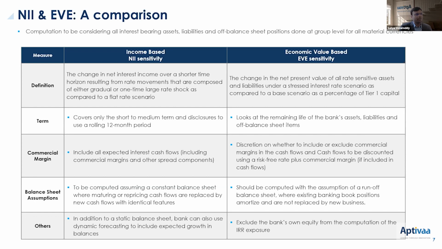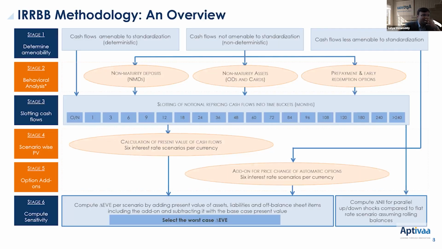And then from a balance sheet assumption perspective, for NII it is a constant balance sheet assumption. However, for LSIs, CBUAE has also asked to consider a dynamic balance sheet where growth assumptions also come into the picture. And EV is simply a runoff balance sheet either way. And in terms of capital treatment, the EV sensitivity should exclude all own capital from the computation. So that means the shareholder equity as well as any additional tier 1 instruments need to be excluded from the computation of EV sensitivity.